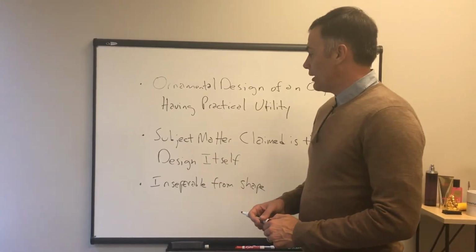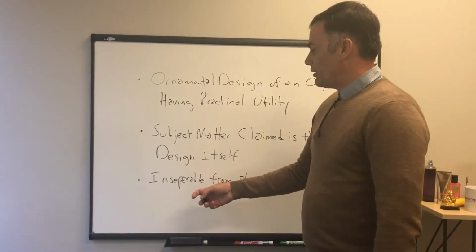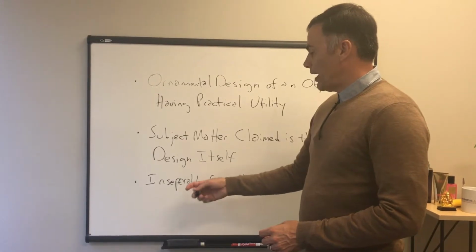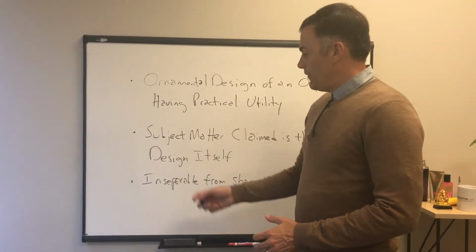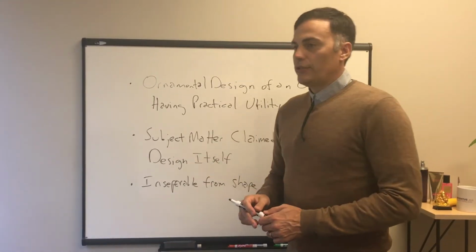Okay, so I quickly just want to cover what to think about when you're doing the design patent application. The first thing is, the question I bring up with clients is: the design we're seeking to patent, is it inseparable from the shape of the article of manufacture? And if that question is yes, then we often go to actually developing the design patent application.